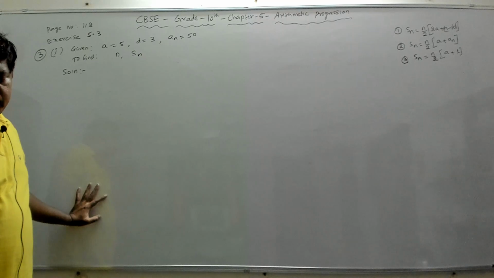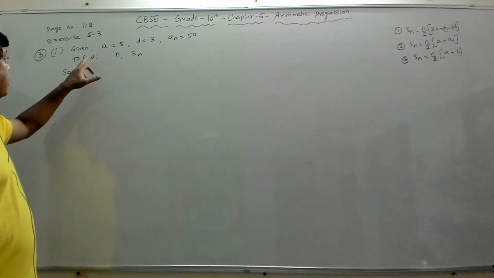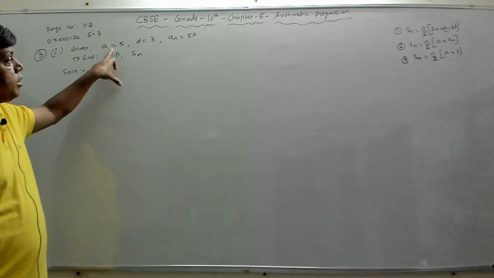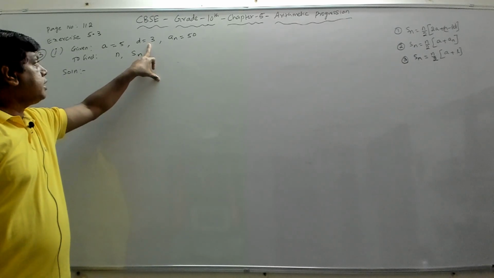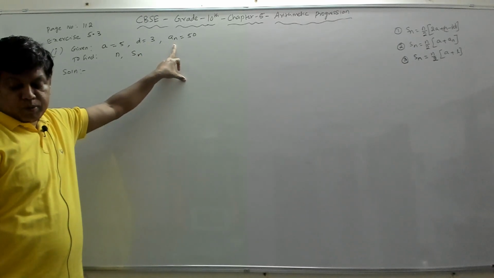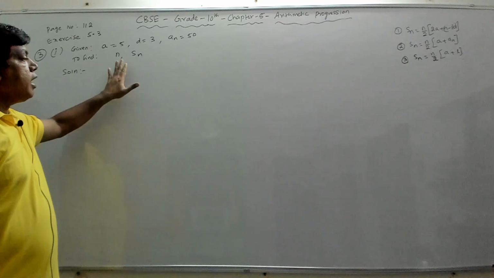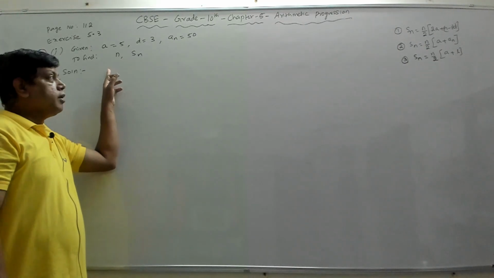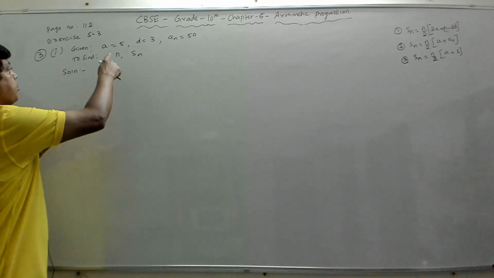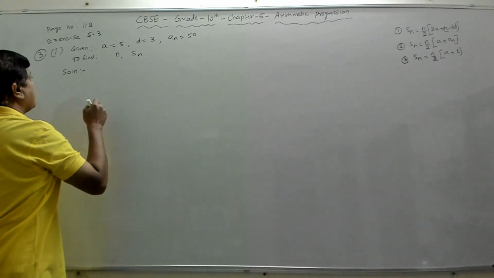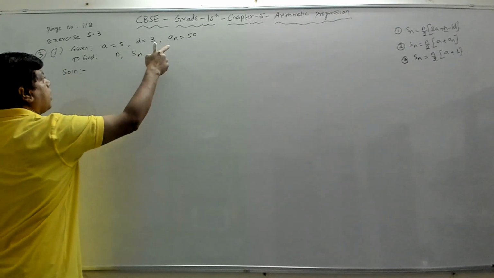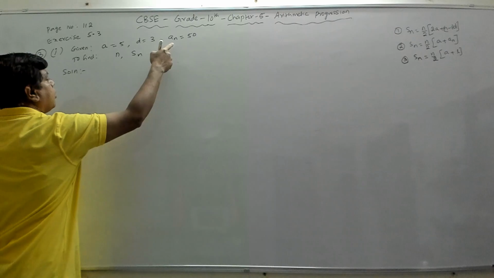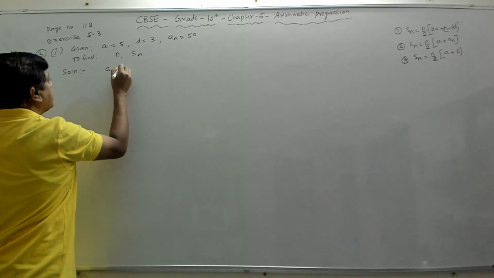In an AP, given that a equal to 5 and common difference d is 3 and the nth term is 50, and we have to find n and Sn. From this information, we need to find this. Now if you observe, our an is 50.